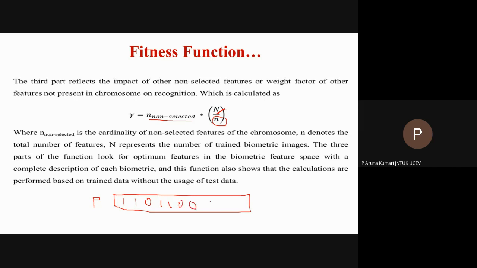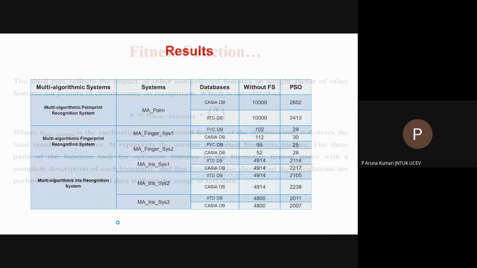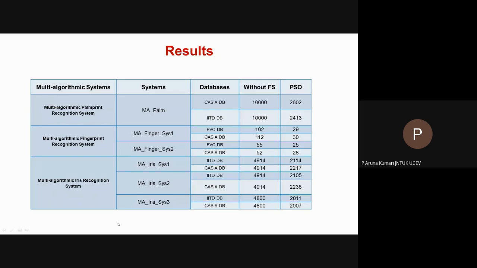This will indicate which features we have selected and which features are not selected, which are not optimum features. Those selected features will be used to create the features for the complete database, and those will be used for the recognition of the person. Okay, I'll give you some of the results which we have seen.